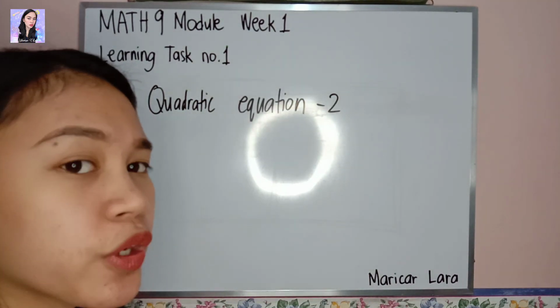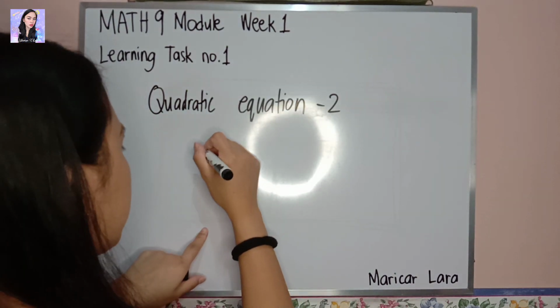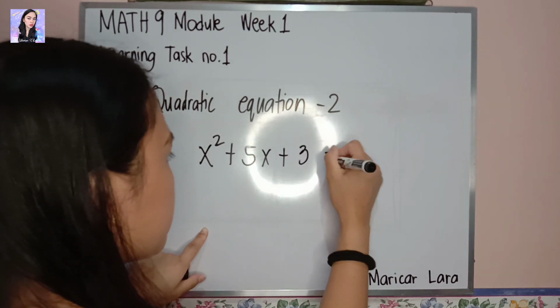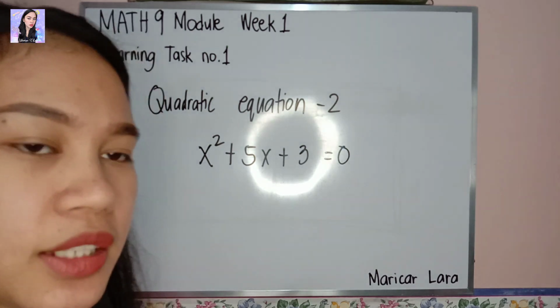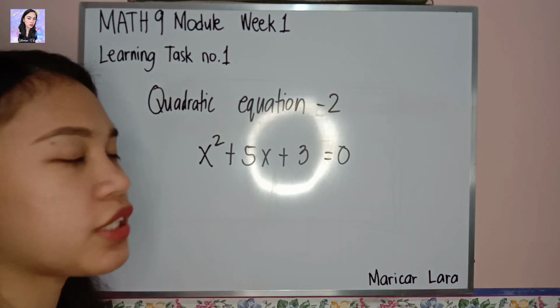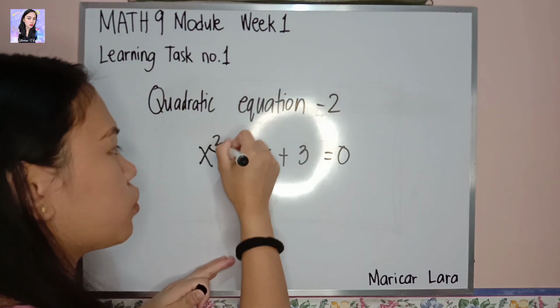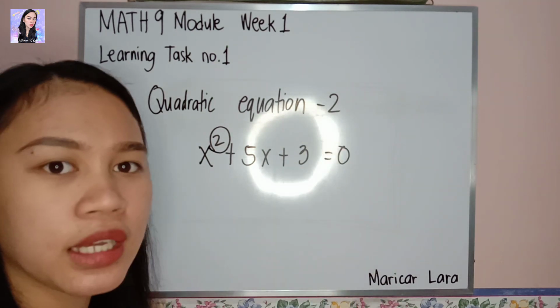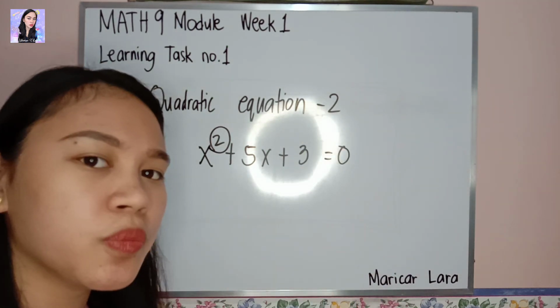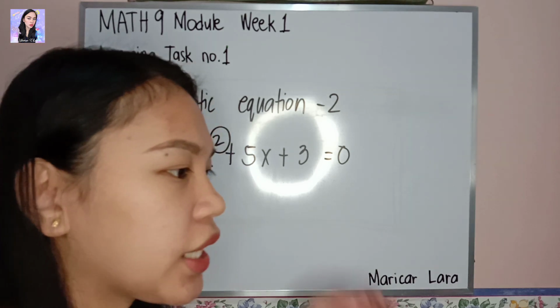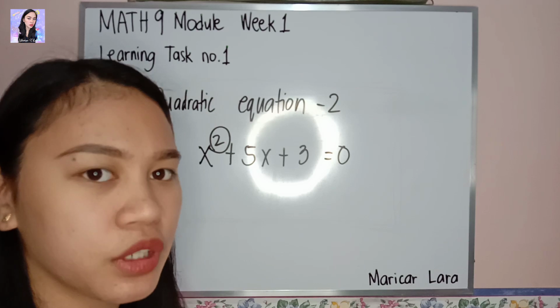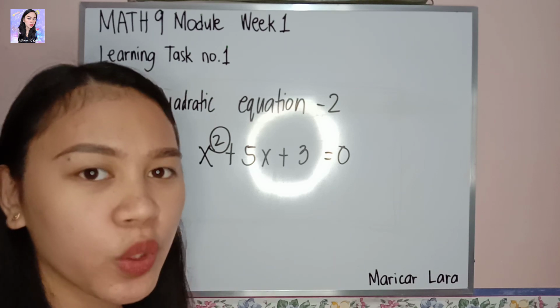Okay, let's have an example for a quadratic equation. Okay, so that is an example of a quadratic equation because the highest degree is 2. Its highest exponent is 2. That is quadratic. So, that's all. You will just group the equations according to the degree of term, whether it is linear or quadratic.